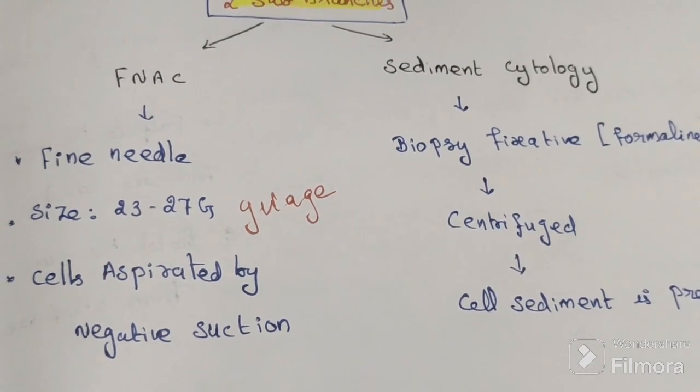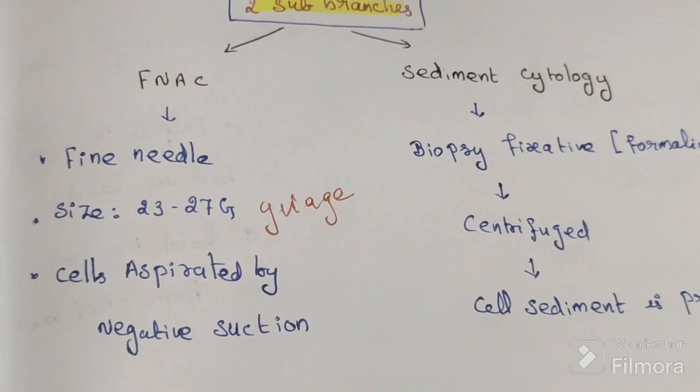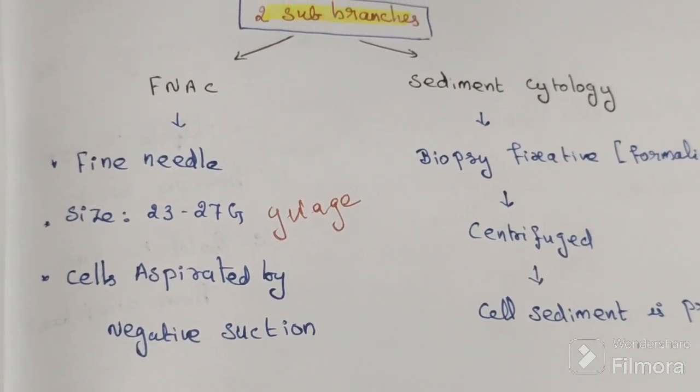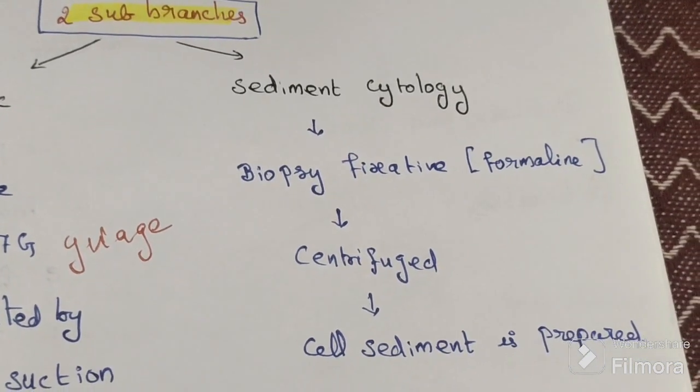Negative suction will fill the cell material in the needle or needle hub. Second method, sediment cytology.